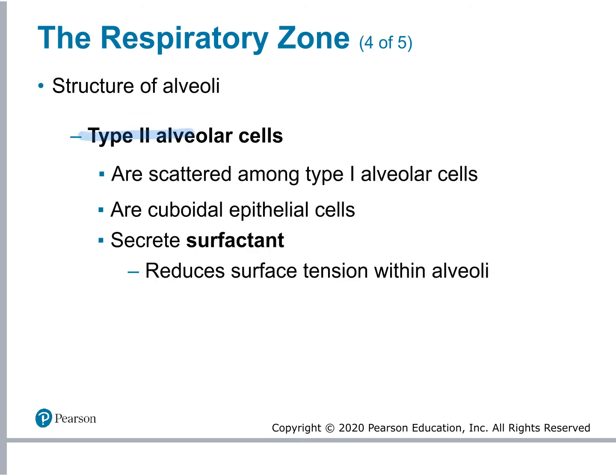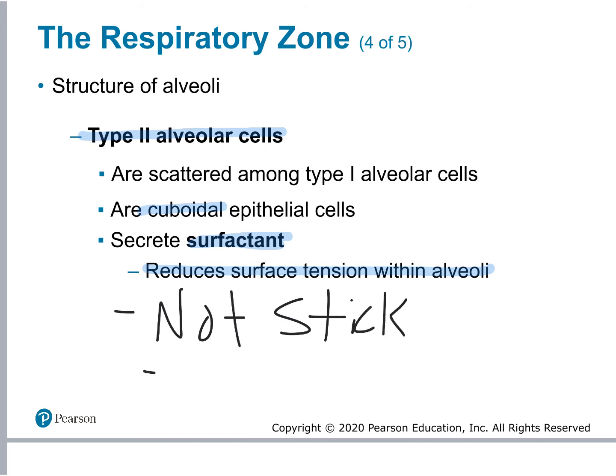The type 2 alveolar cell is cuboid shaped. They are simple cuboidal cells. And anytime you have a cube-shaped cell, that means it's secreting something, something into a duct or something into the bloodstream. In this case, it's secreting a substance called surfactant. And the function of surfactant is to reduce surface tension within the alveoli. But what does that mean? In order to reduce surface tension, that means you make them not stick, which means they don't collapse.